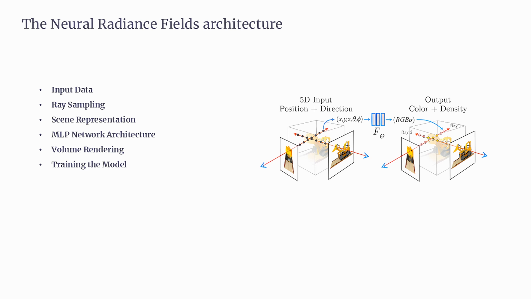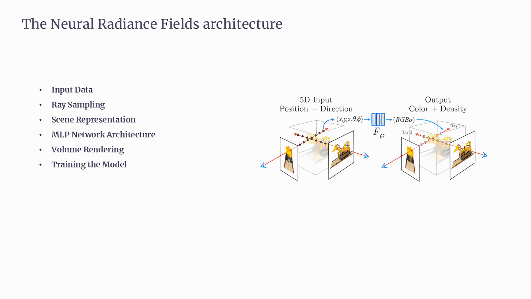The sixth, training the model. To train the model, we compare the rendered 3D scene with the original 2D images. The model is optimized using a loss function, typically L2 loss, which measures the difference between the rendered and actual pixel values. Using backpropagation, the MLP learns to reduce this error and improve the accuracy of the rendered views.